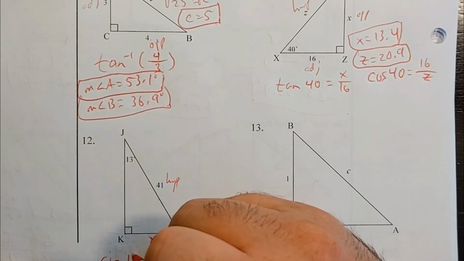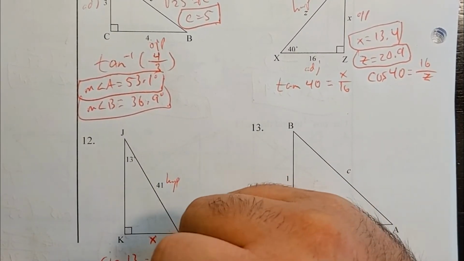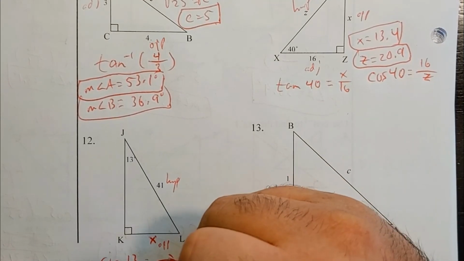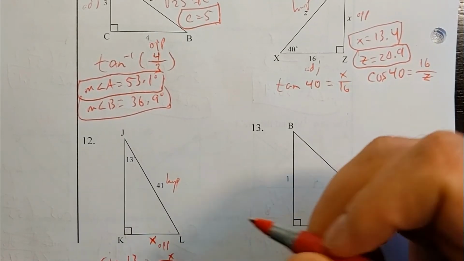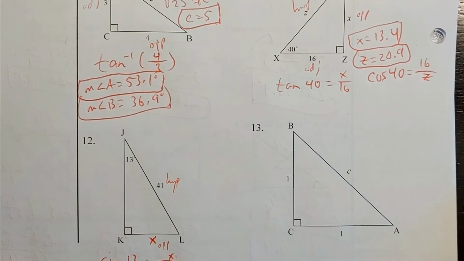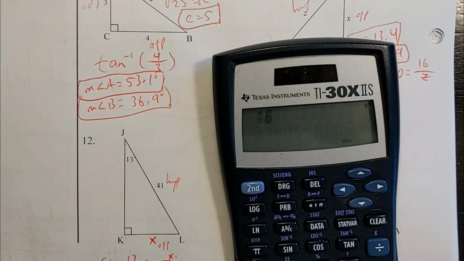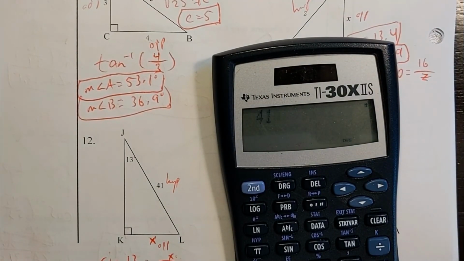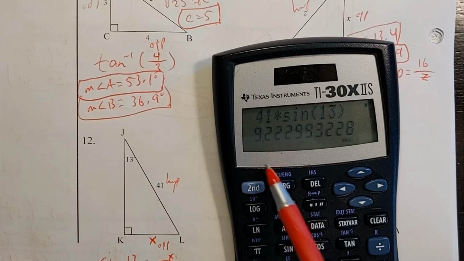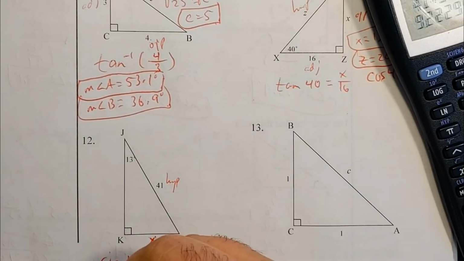I do know the angle, so I put that next to the sine. My opposite goes to the top, my hypotenuse goes down to the bottom. X is on top, so I'm going to multiply it. So I'm going to write the number first, 41. And then times, because the variable's on top, sine 13 goes at the end, and I get 9.2. So that means that KL, which is the X, was 9.2.